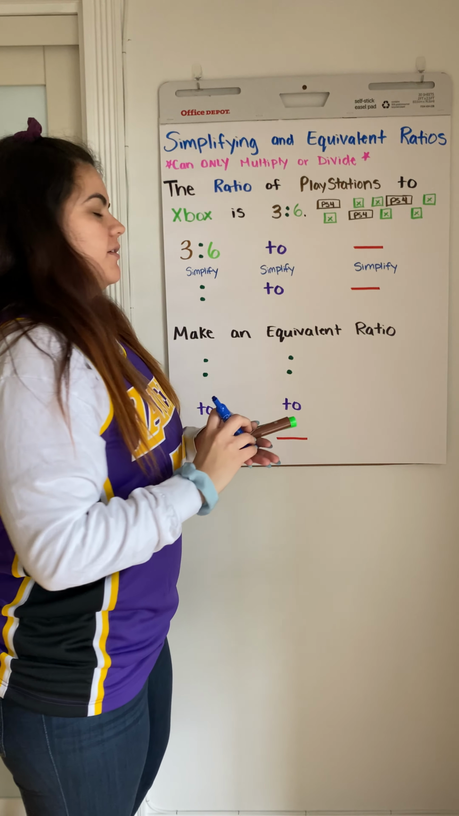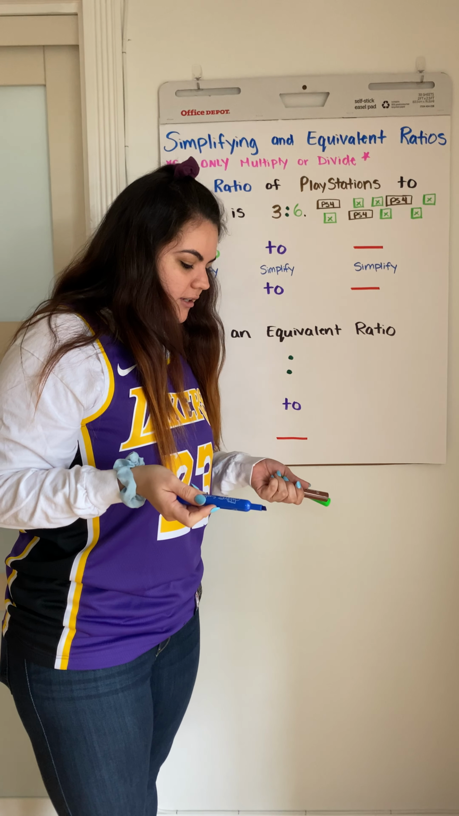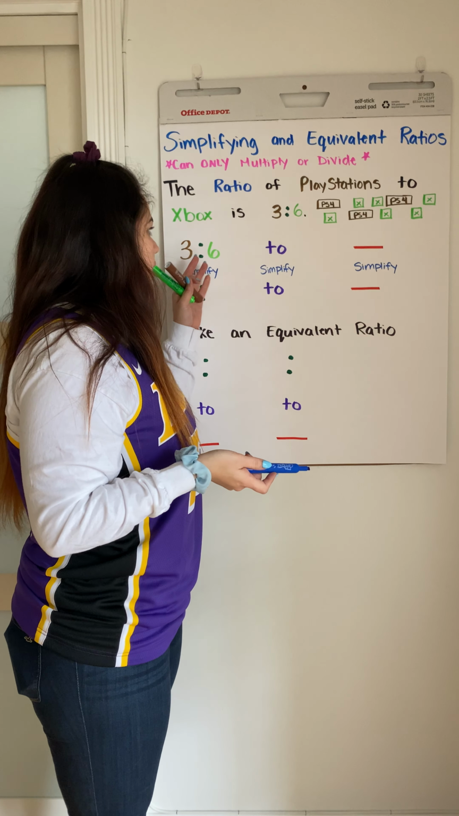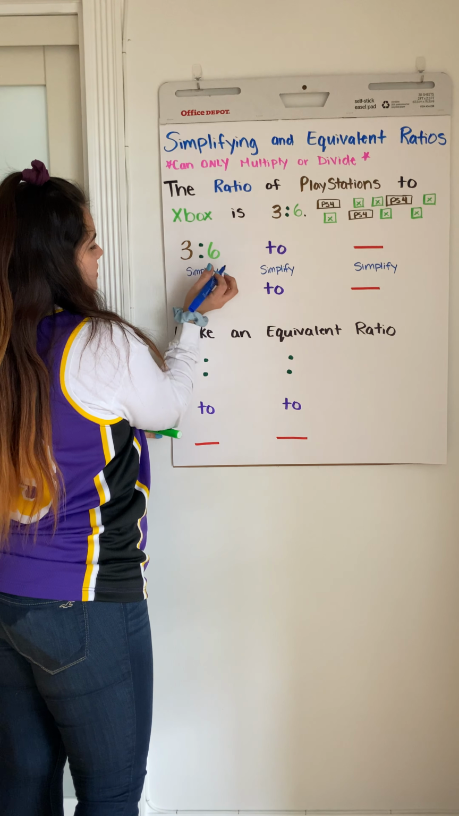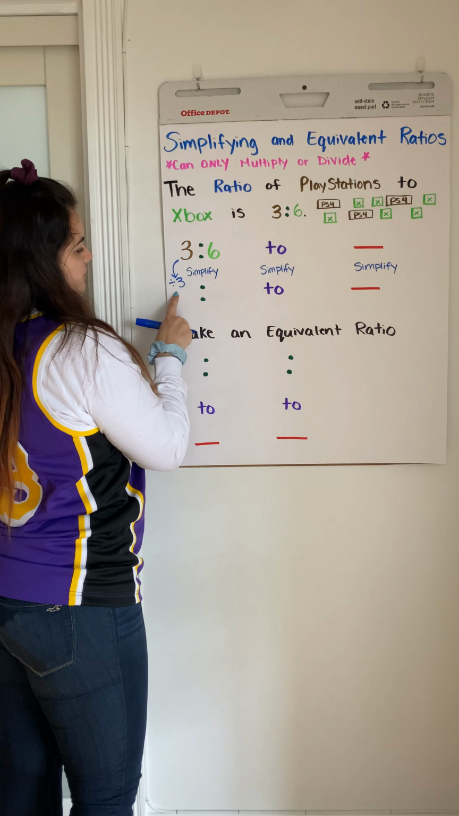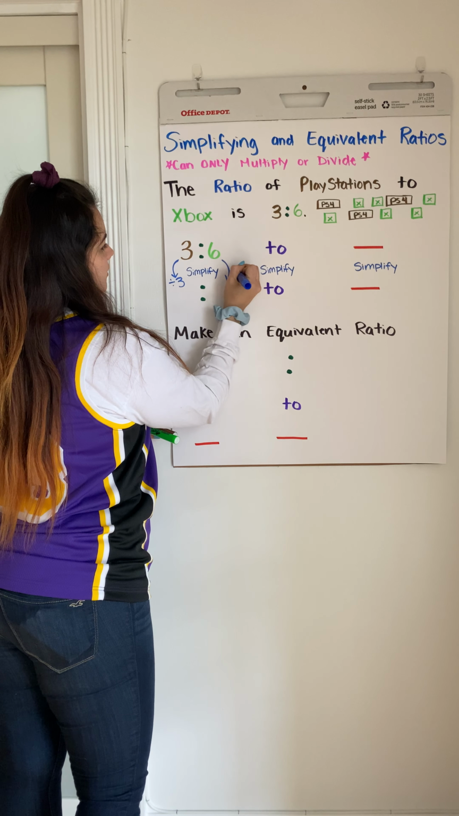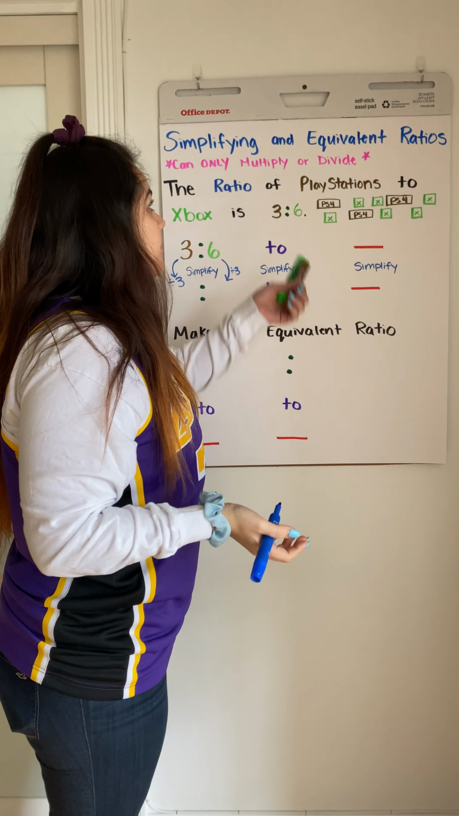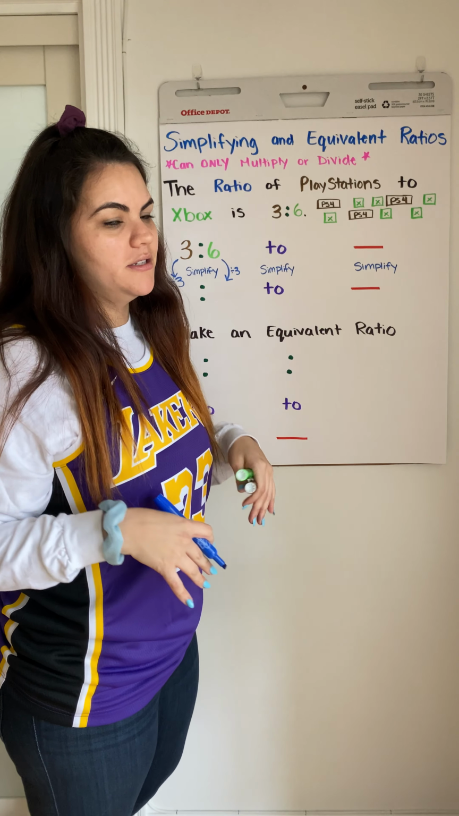Well, let's think. 3 times 1 is 3. 3 times 2 is 6. Okay, those both work. 6 times 1 is 6, but 6 times 2 is 12. That's too big. So we're going to go with 3. I'm going to take this number and divide it by 3, and do the same thing to this side, divide by 3. That's another word for equivalent. So we just made them the same, but we're simplifying, which means smaller.